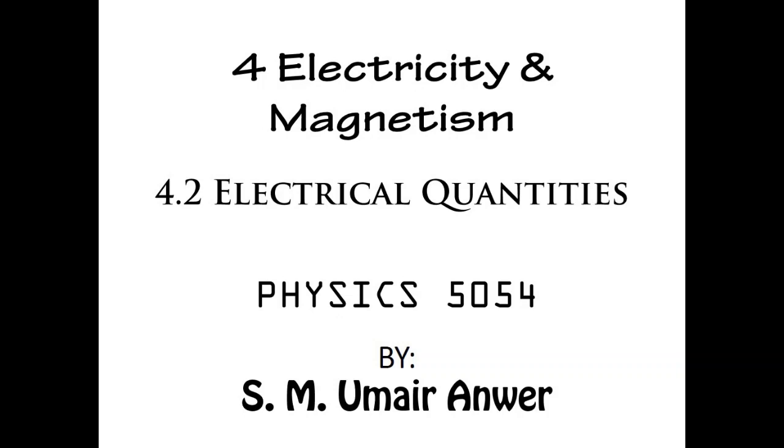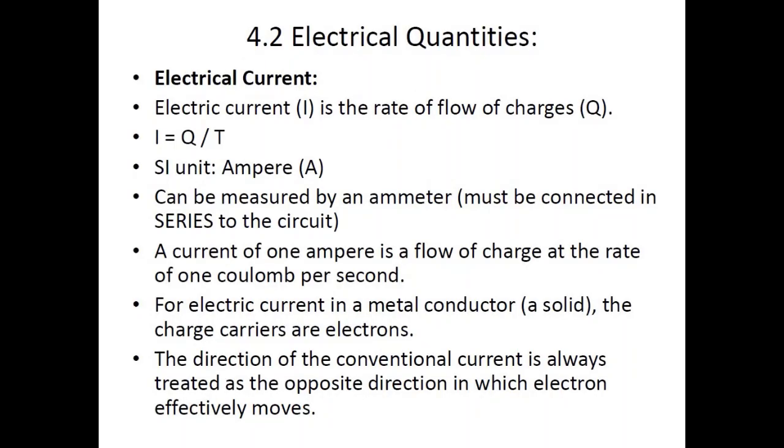So moving on, let's get on with the next part of section 4.2, that is electrical quantities. Next up ahead we have electrical current. Current is simply the rate of flow of charges per unit time, hence given by the formula I, or current, equals Q, meaning charge, upon T, time. The SI unit is ampere, capital A.